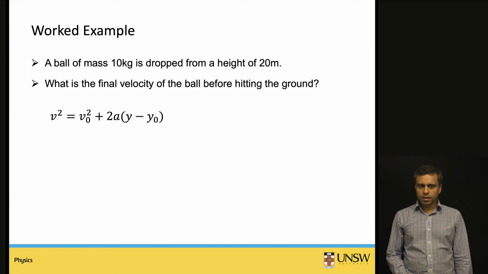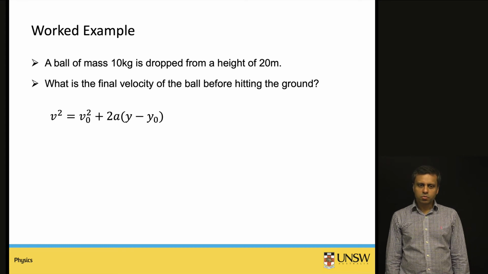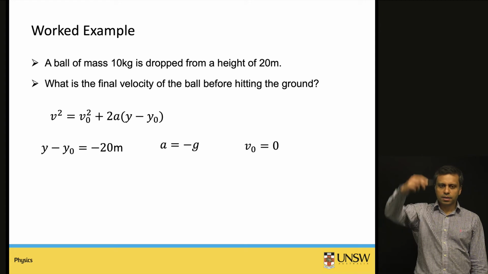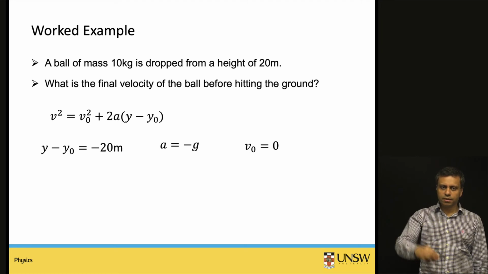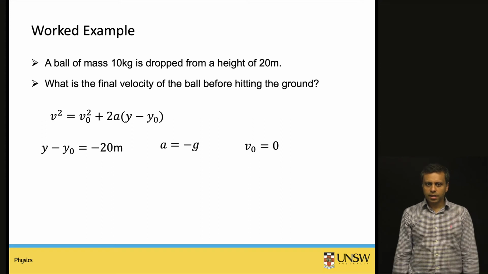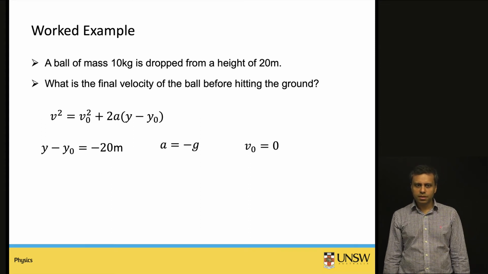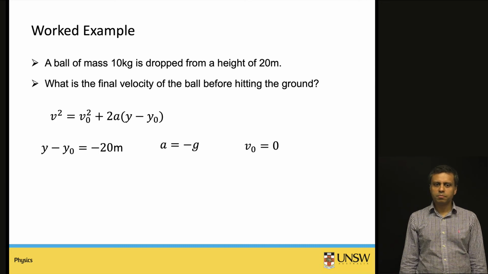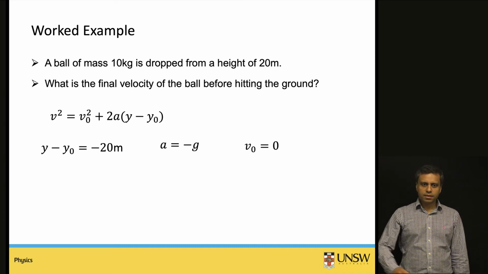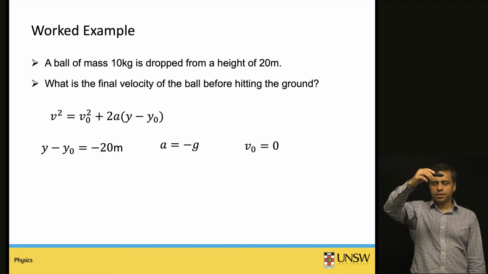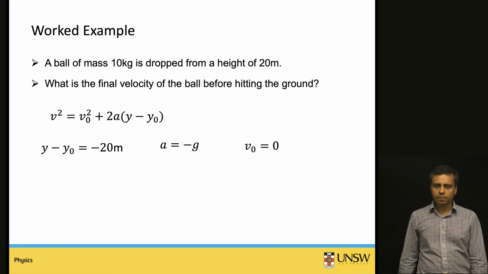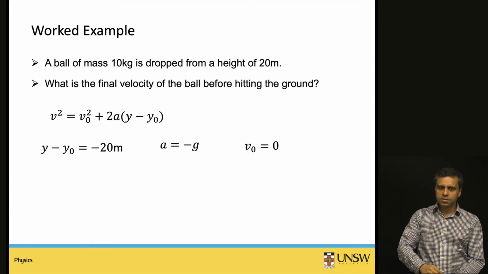And let us see what variables are given in the problem. So y minus y naught: the particle was at some initial height, and then it fell to some other final height. So the displacement is actually negative in the vertically downward direction, and the magnitude of this displacement is given as 20 meters. So y minus y naught is equal to minus 20 meters. And this is a case of a freely falling object, so the acceleration is a equals minus g. And the object is starting from rest, right? So its initial velocity is 0. And we have to find what is its final velocity before it hits the ground.